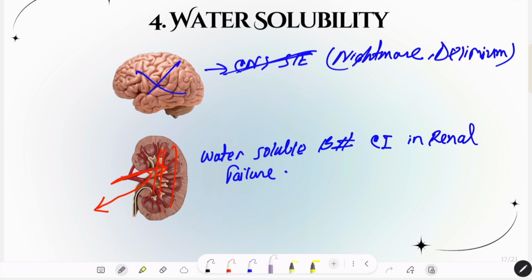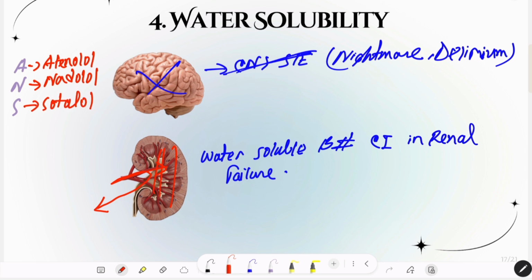And the drugs in this group can be remembered by the mnemonic A N S. A means atenolol, N means nadolol, and S means sotalol. So these three drugs are water soluble and can be used without CNS side effects but contraindicated in renal failure.